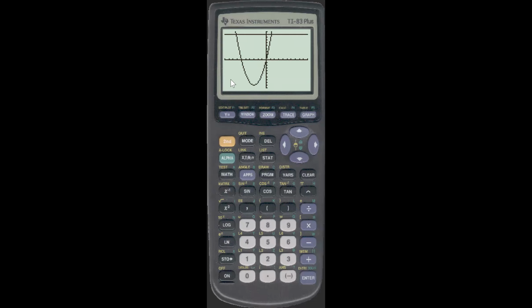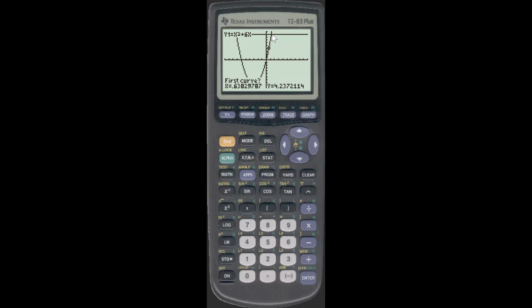All right. So now to find the intersection, you have to hit second and then calc, which is above trace. It's basically second trace, but it's the calc. And then we'll do the intersect. Let me know when you've got that up where it says first curve. Have you seen this before in class using the second calc intersect? All right. So it says first curve.